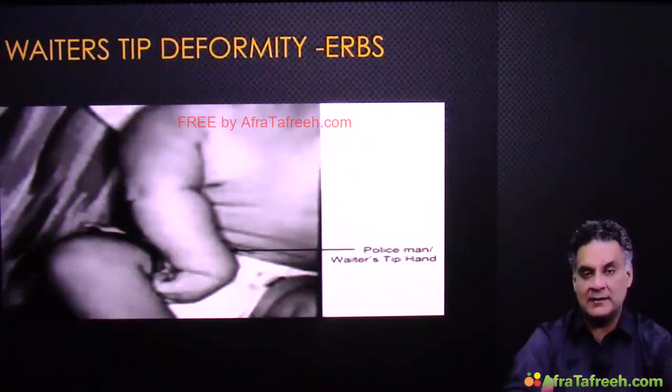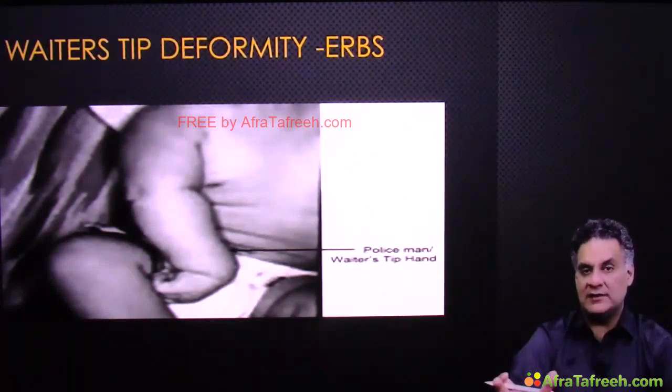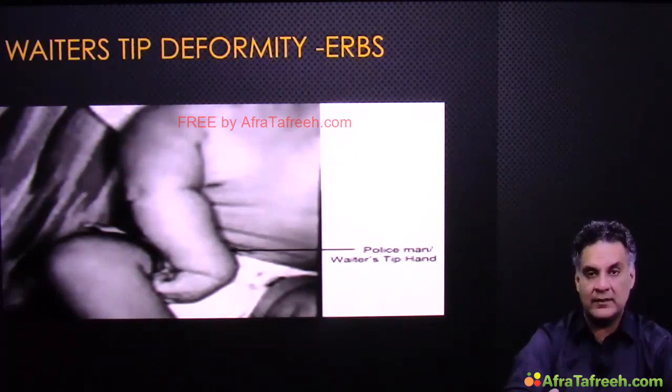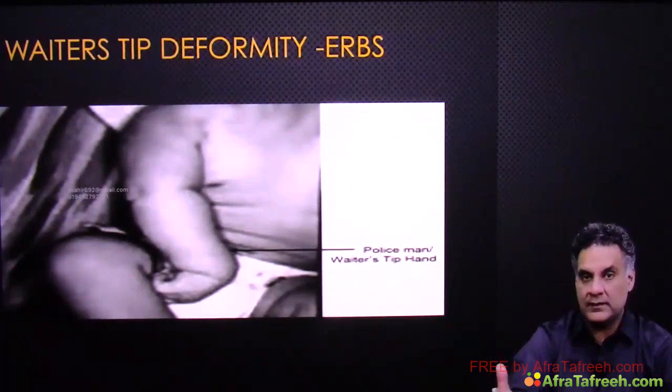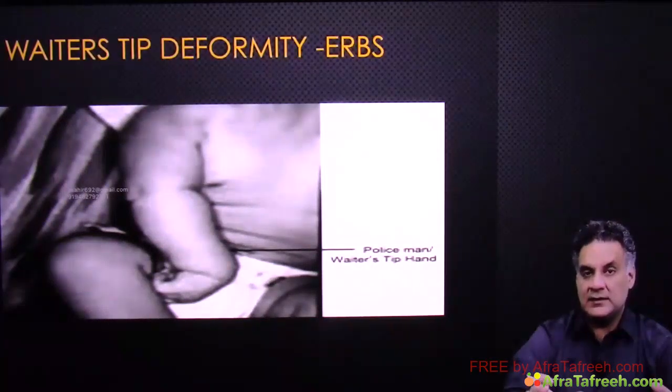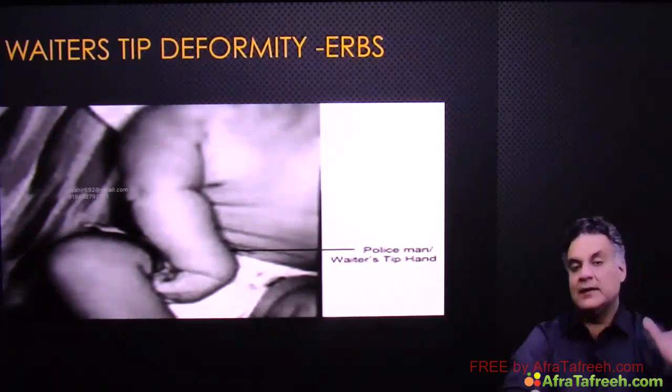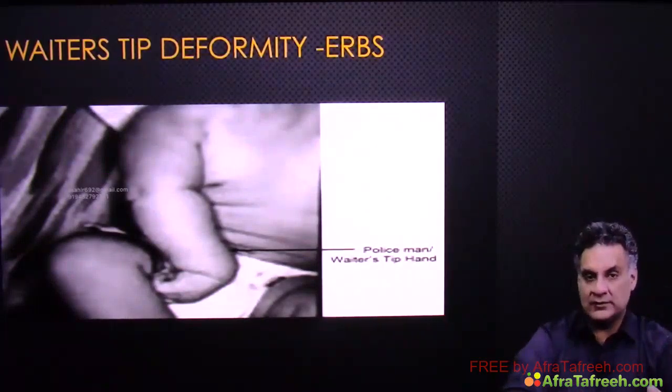Brachial plexus palsy. It's made by the nerve roots C5, C6, C7, C8 and T1. The commonest brachial plexus palsy is involvement of C5 and C6 nerve roots, the Erb's point, and the patient will present with policeman tip deformity or a waiter's tip deformity. This is a spot diagnosis.